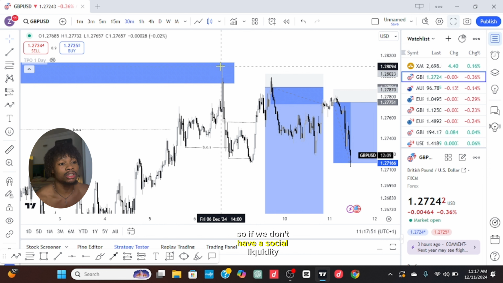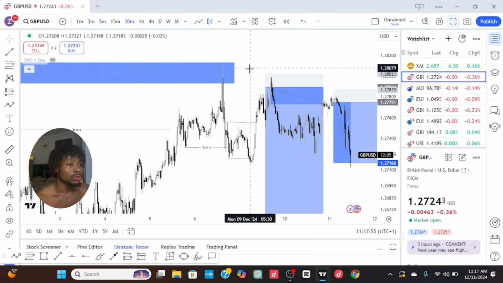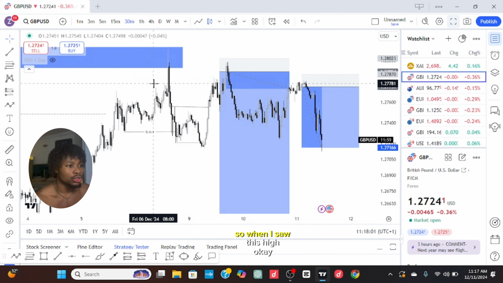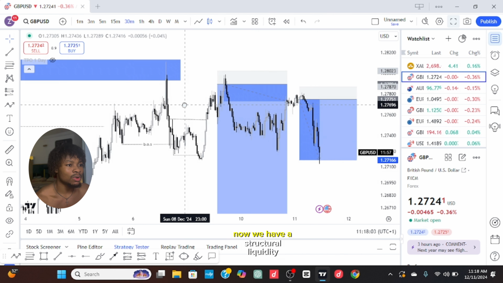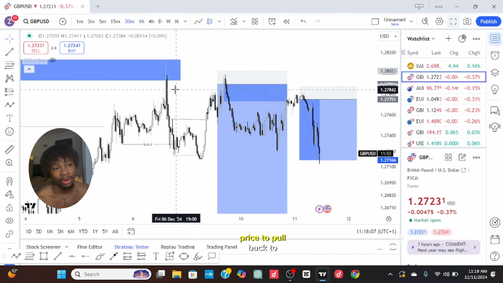So if we don't have a structural liquidity, we expect this high to be taken out. But if we have a structural liquidity, that is when we now expect this high to hold. So when I saw this, I know okay, now we have a structural liquidity. Where are the possible zones for price to pull back to for me to look for an entry?